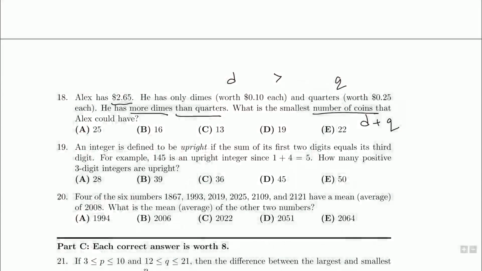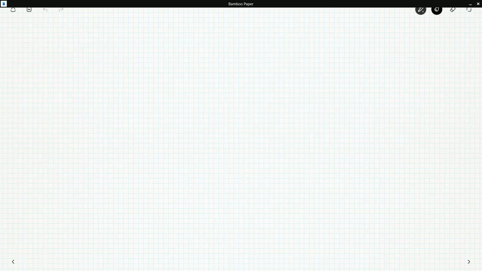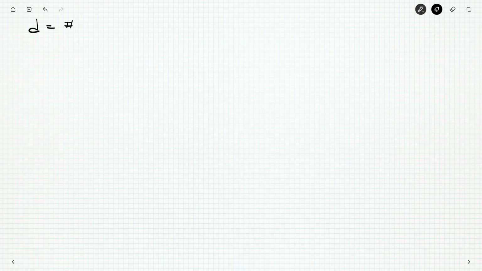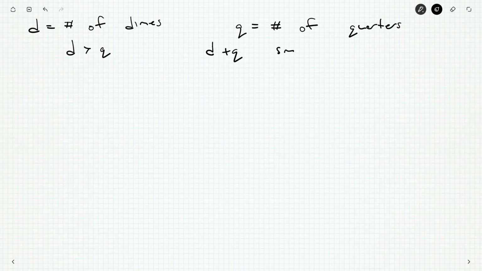Okay, so the quantities we've got named are really good. Might even write that down. D equals number of dimes. Q is the number of quarters. We are being told number of dimes greater than number of quarters. Fantastic. And we want D plus Q to be as small as possible. Alright, so what I'm going to do is just dive in and make a little bit of a chart.